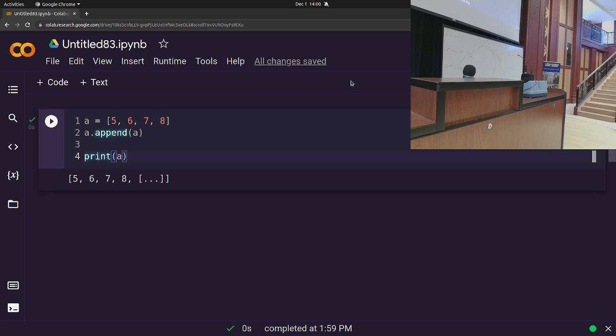But it totally works. What is A at 0? Good. What's A at 1? What's A at 2? A at 3. A at 4. What was A at 4? Well, it was the whole list. Okay, so what's A at 4 at 0? A at 4 at 1. A at 4 at 4.